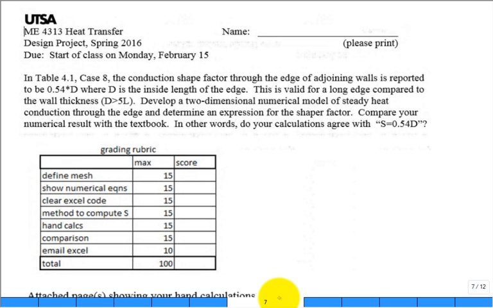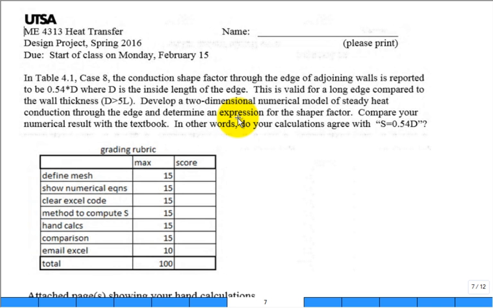Let's go over this. In table 4.1, case 8, the conduction shape factor through the edge of adjoining walls. We just solved that problem and used that conduction shape factor through the edge of adjoining walls. It is reported to be 0.54 times D, where D is the inside length of the edge. This is valid for a long edge compared to the wall thickness. Develop a 2-dimensional numerical model of steady heat conduction through the edge and determine an expression for the shape factor based on your results from your numerical model, and compare your numerical result with the textbook value. In other words, make some calculations looking to compute that coefficient 0.54 in front of the D and see how close you get based on your numerical model.